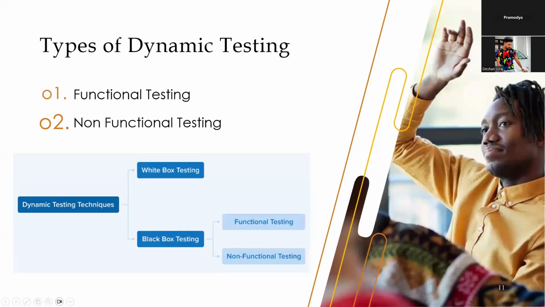Next one is types of dynamic testing. There are two types. First is functional testing and second is non-functional testing. Functional testing means we are testing the functional features in the software. And inside functional testing, we have unit testing, integration testing, system testing, and acceptance testing. These are the levels of dynamic testing.